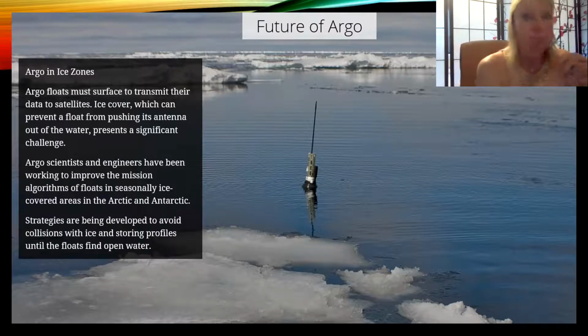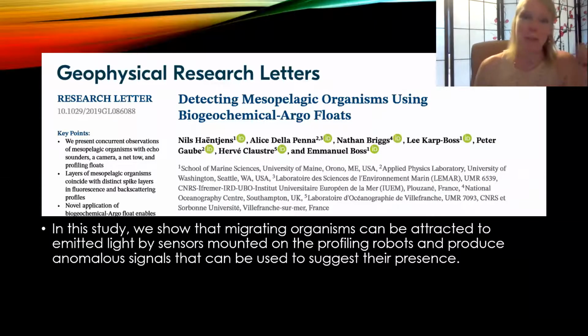There's deep Argo. And I just want to highlight this paper, which is quite unique, by Haëntjens et al., that looked at detecting mesopelagic organisms using biogeochemical Argo floats. Kind of a cautionary tale, sticking sensors in a foreign ocean. We don't know what might happen. Well, when we put them in our own ocean, we show that migrating organisms can actually be attracted to emitted light. We know this from a lot of the work at MBARI and other institutions when you do put a lighted robot in the ocean.